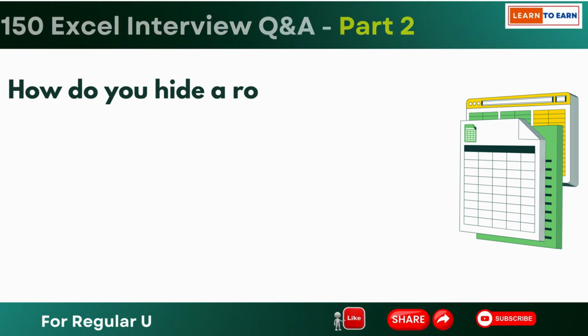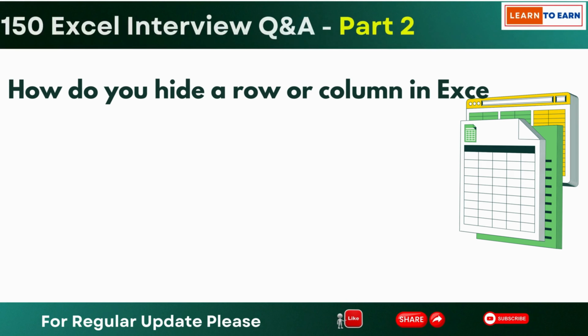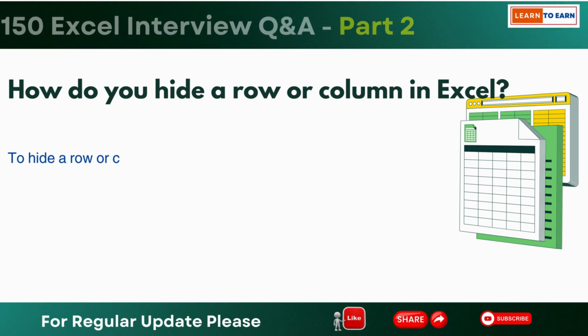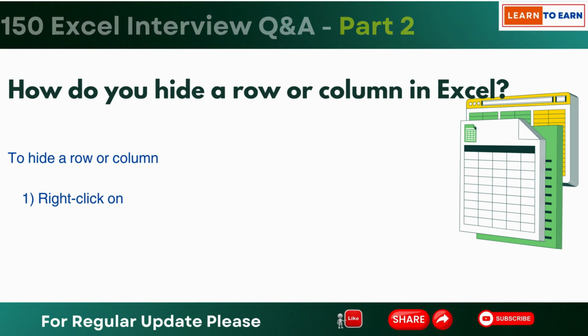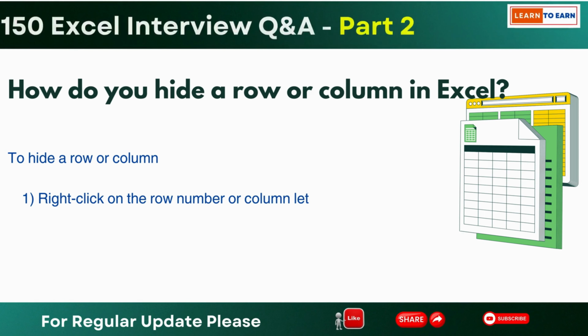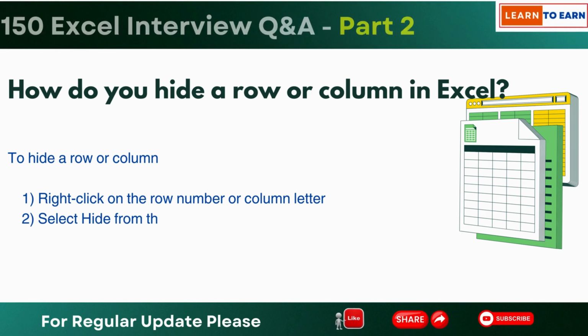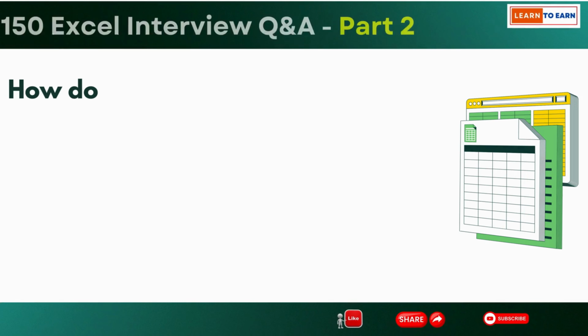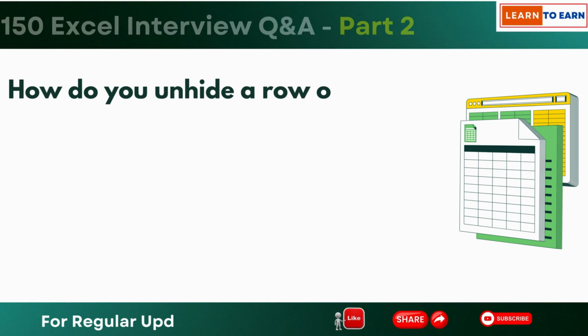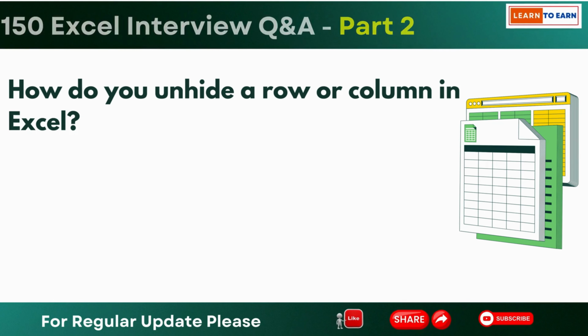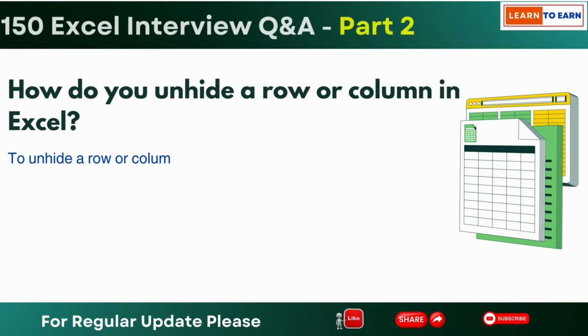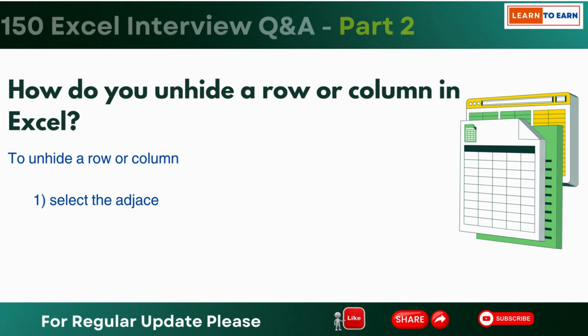How do you hide a row or column in Excel? To hide a row or column, right-click on the row number or column letter and select Hide from the context menu. How do you unhide a row or column in Excel? To unhide a row or column, select the adjacent rows or columns, right-click and choose Unhide from the context menu.